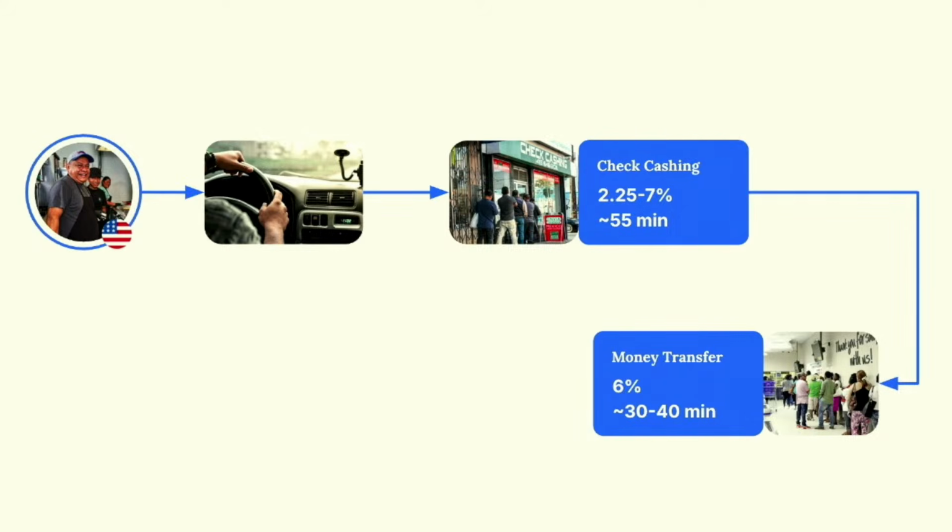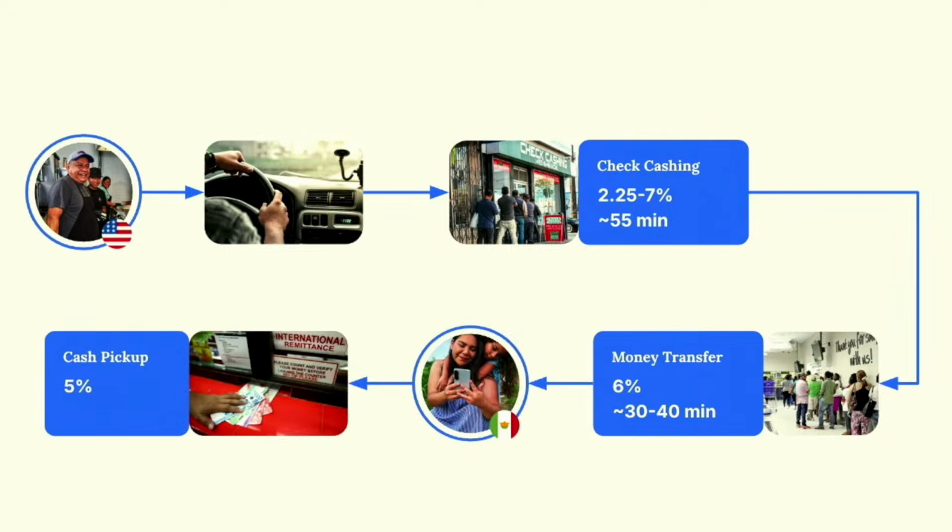Miguel then has to go and actually support his family, and so he'll send some amount of his paycheck between 30 and 50% abroad. And then finally, the family member has to go and pick up this money. Again, just another kind of time and cost investment in order to help facilitate this transaction.